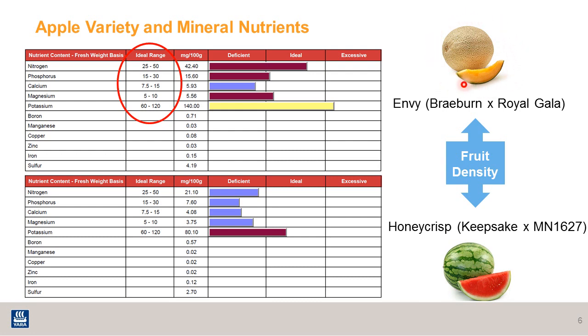And the way I describe it is like the melon, where you have the cantaloupe here, where you have a lot meatier fruit when you bite into it, compared to the watermelon, where it's a lot more spongy, a lot of water, a lot crisper. And that's how I would describe the difference between the Envy and the Honeycrisp.